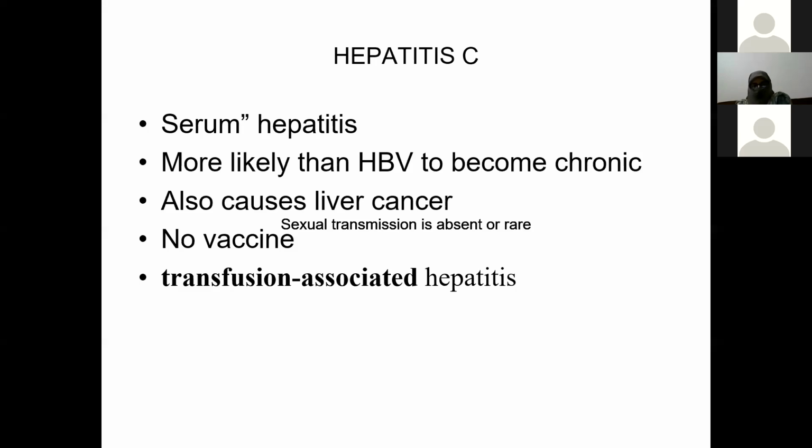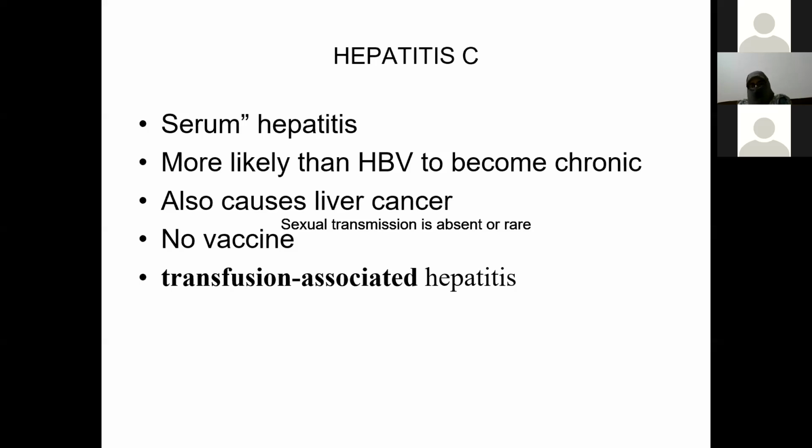So hepatitis C is... the other name for hepatitis C is serum hepatitis. Why is it called serum hepatitis? Because there is a more chance that this virus is transmitted through blood products, far more chance than hepatitis B.